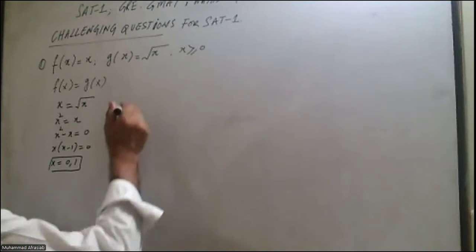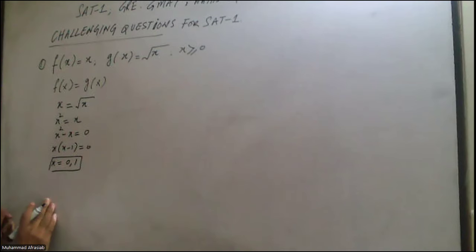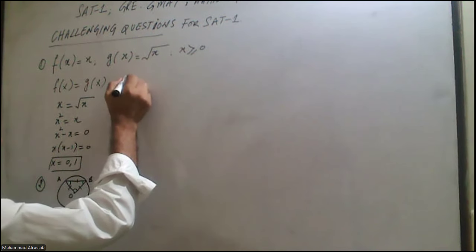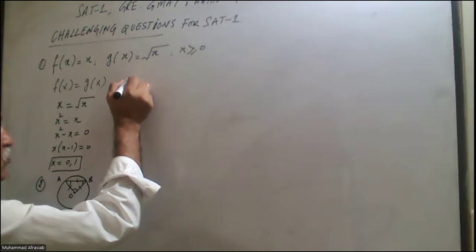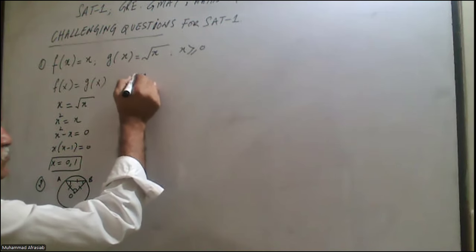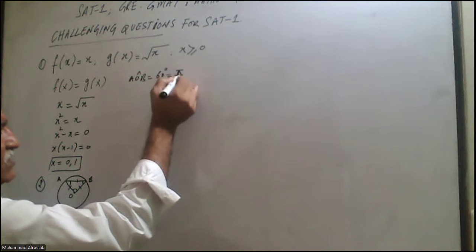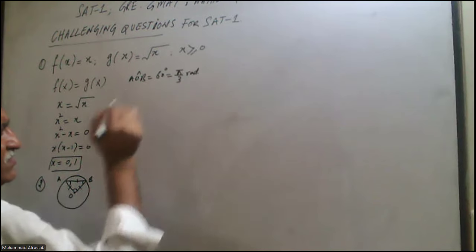Question number 2 now. There is a circle whose center is O and OAB is an equilateral triangle. Equilateral triangle means that all sides are equal, so each angle is also equal there. So we can write from this part that the angle AOB is equal to 60 degrees if it is in degrees, or it is equal to pi by 3 if it is in terms of radians.